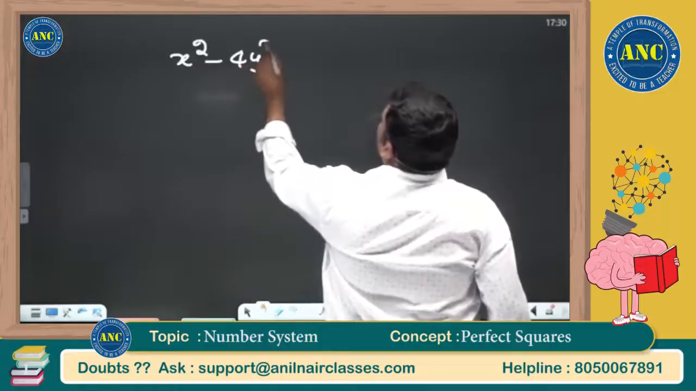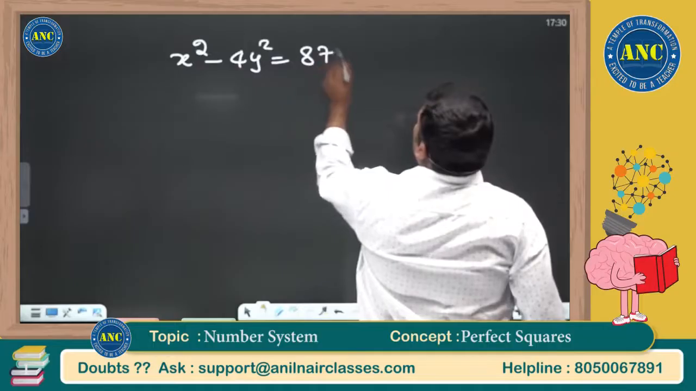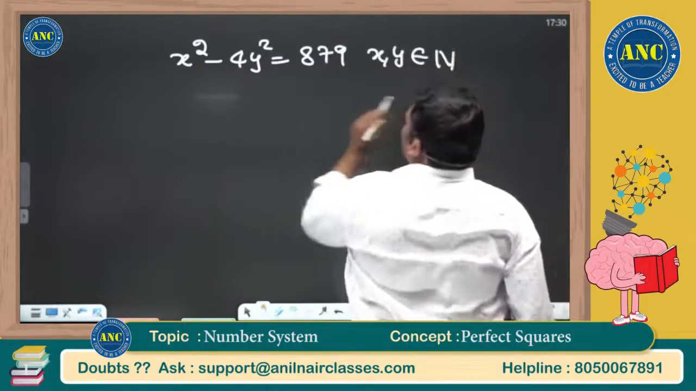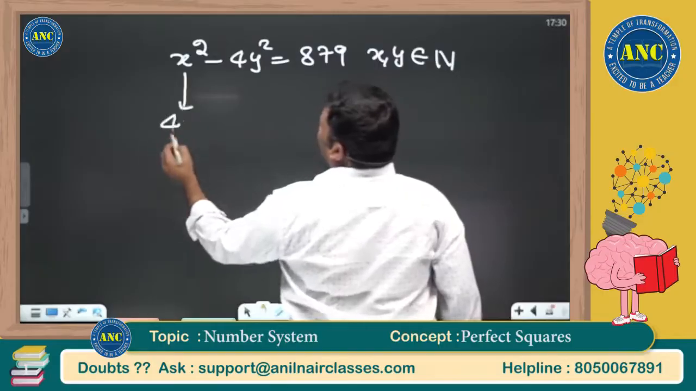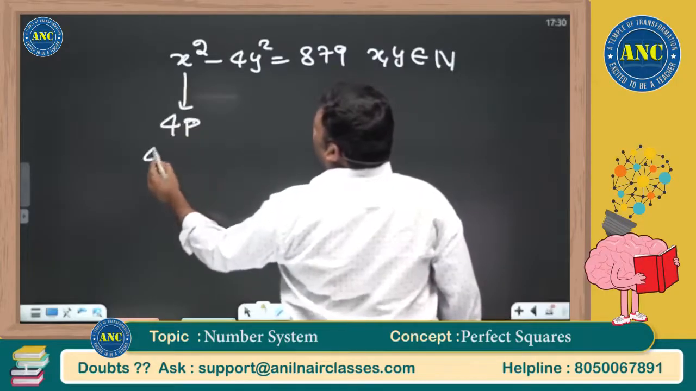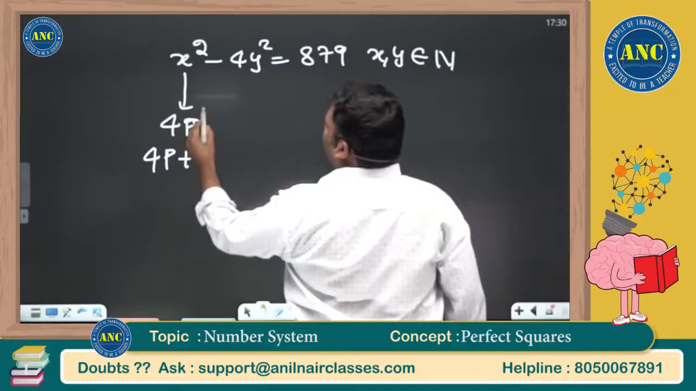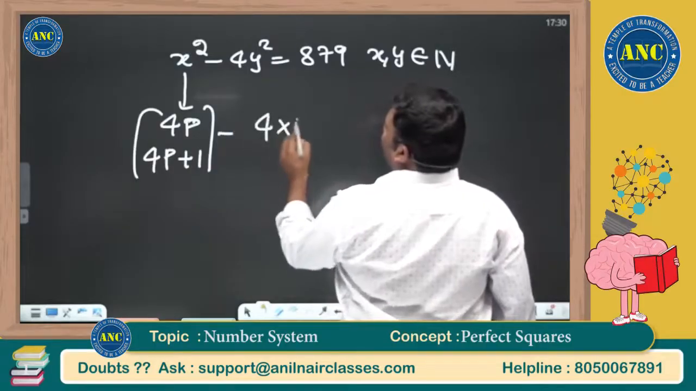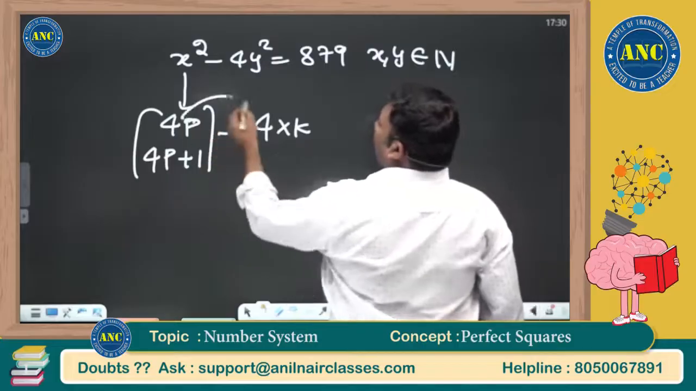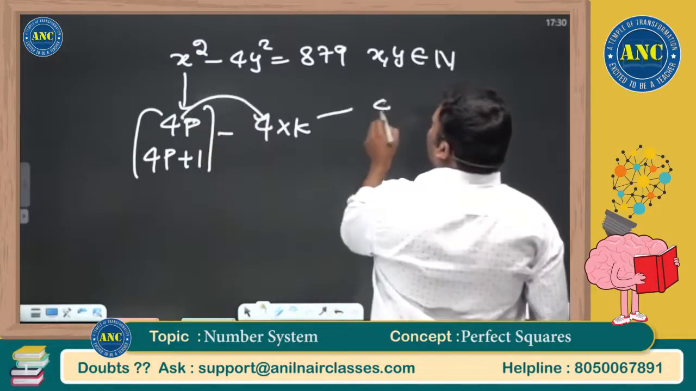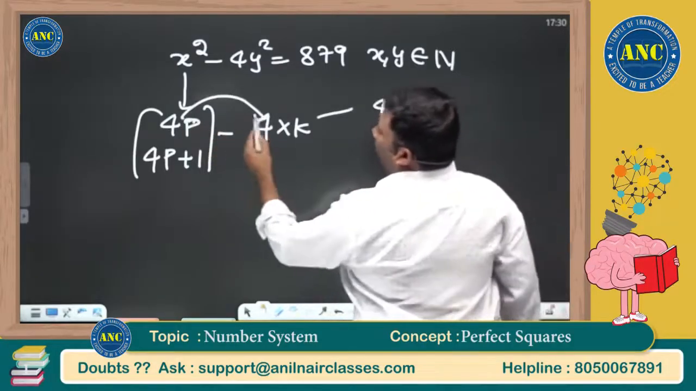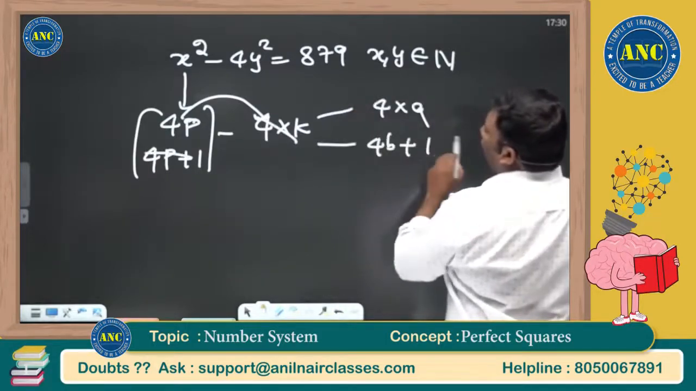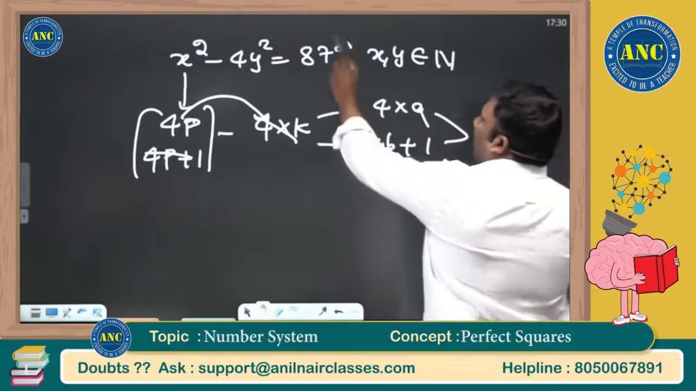x square minus 4y square. In case you are an ANIL NAIR student, immediately within 5 seconds you can solve the logic. x square is a perfect square. It is either 4p or 4p plus 1. Are you all with me? Minus 4 into any number, it is 4 into k. Both are divisible by 4. Answer should be divisible by 4 and give a remainder of 0 or 1.